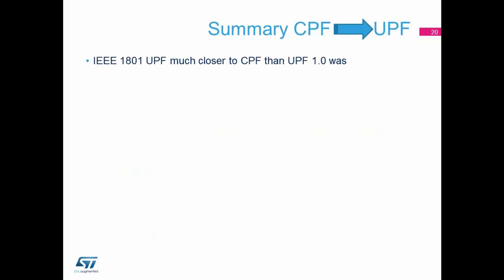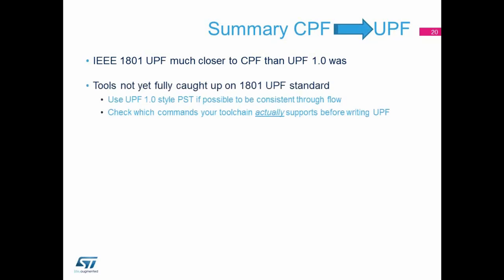So, summary slide here, we're at the end. Coming from CPF to UPF, our general view was that UPF 1801 much more closely matches what we were used to in CPF than the old Accellera standard did, what people call UPF 1.0. However, the tools have not fully caught up yet on 1801. And it was interesting, there was a question earlier from somebody in Cambridge about the tool support for 1801. Even though the 2009 standard has been out for a while, some of the tools are still not supporting certain constructs there, certain what seem like quite basic constructs in some cases.